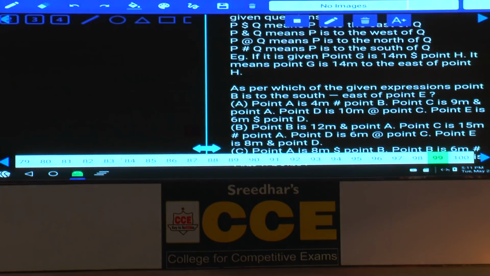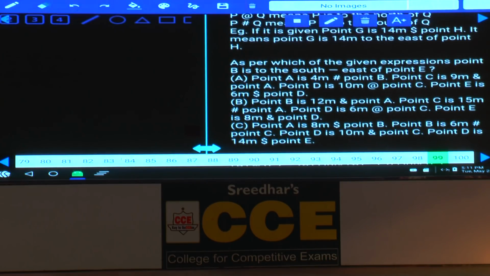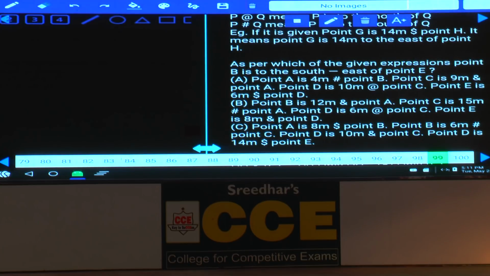Then coming to condition number 3, see, A is 8 meters east of B. B is here, A is here. The distance between these two is 8 meters, and B is 6 meters to the south of C. Now the distance between these two is 6. And next one, what is the next one here?